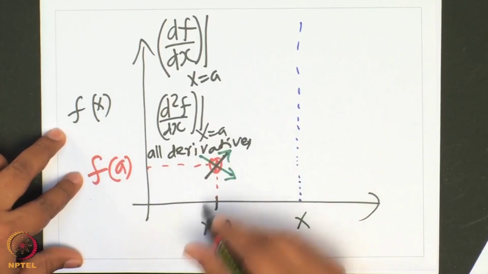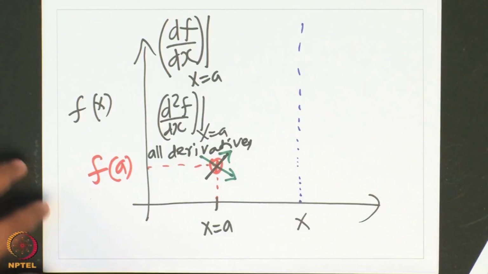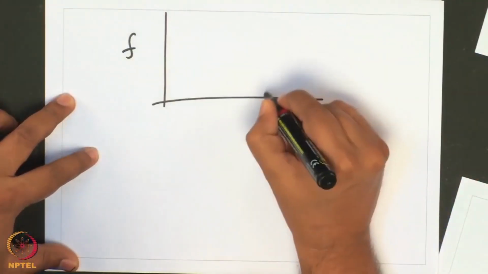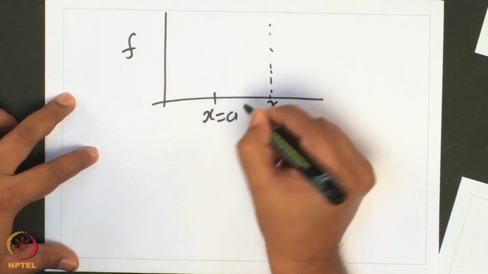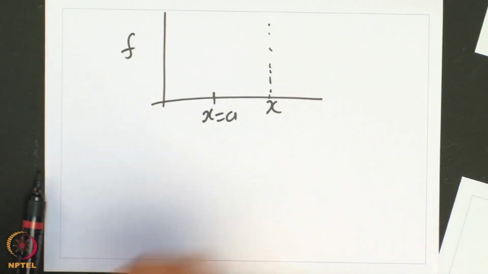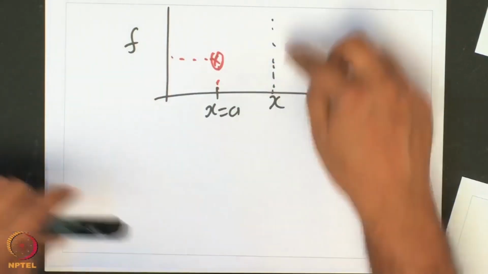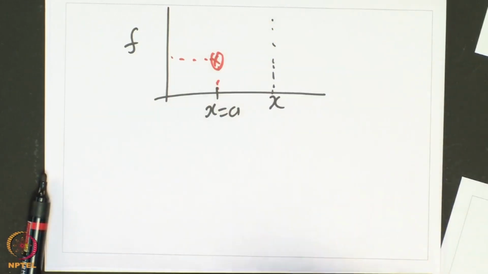If I know all derivatives here, then I can guess the value of this function here. So what does the Taylor series say? How do you get that value? So that is the Taylor series. It says that if I know the value of the function at x equal to a, can I know the function at any value of x? So the answer is we can.